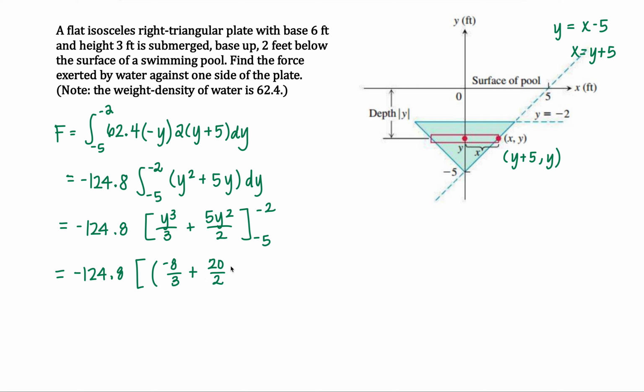There's a reason I'm keeping it as a fraction. You'll see in just a second. So moving down to the -5, -5 cubed is -125, and that's going to be over 3. -5 squared is 25, 5 times 25 is 125 again. So we have 125 over 2.